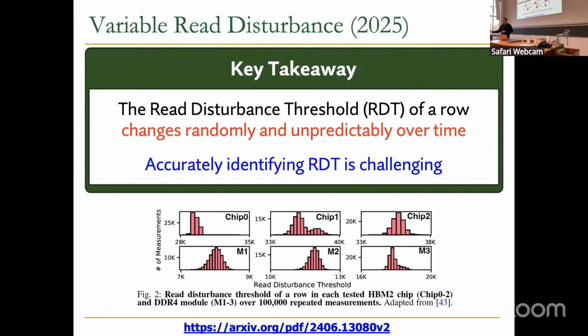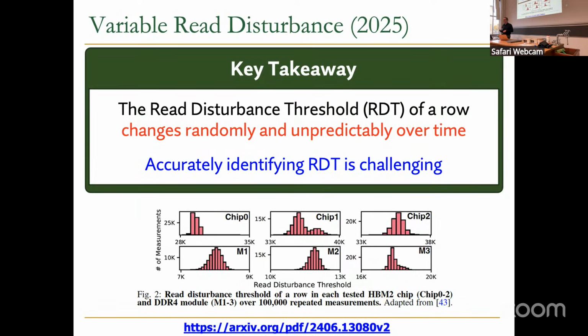Okay, what are the other discoveries that happened? So this is actually fascinating. It's very similar to variable retention time. But again, underlying reasons we don't know of this. Nothing is documented. Essentially, this paper shows, this is Ataberk's work, that the read disturbance threshold, or the number of activations to induce a bit flip of a row, changes randomly and unpredictably over time. This is very similar to variable retention time phenomenon that you've seen, except it happens for read disturbance threshold also.